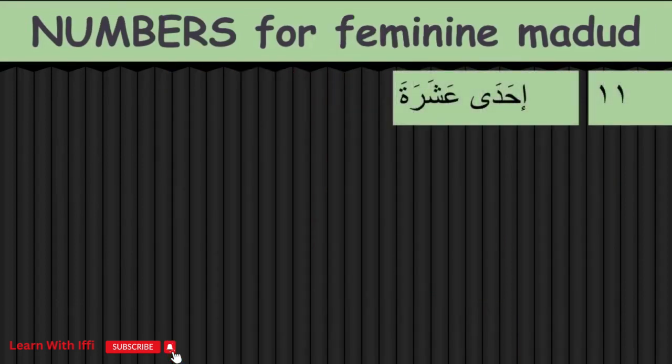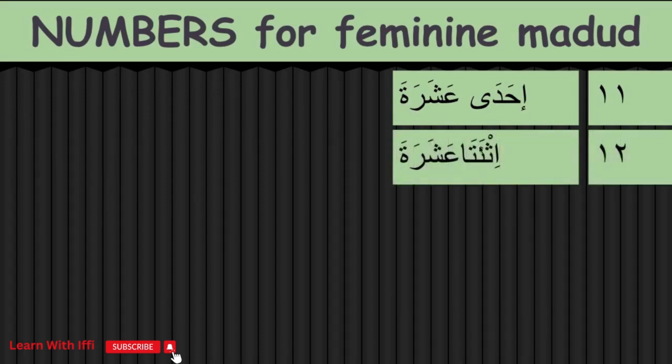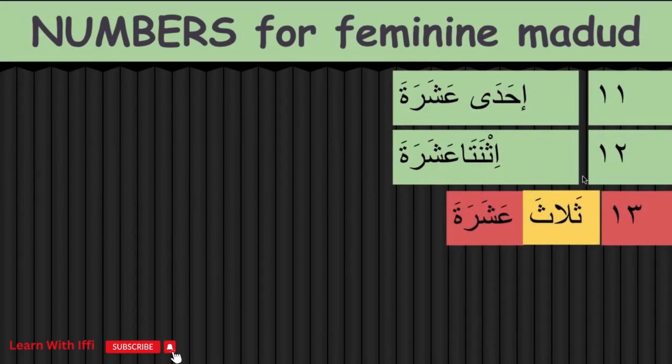So for the feminine, if you see, we got the feminine form of 1, which is ihda. So the masculine form is ahada and the feminine form is ihda. Ashara will have a ta marbuta to show it is feminine. So ihda ashara, ithnata ashara. So again, when the teens come and the genders change, the first number will be feminine.